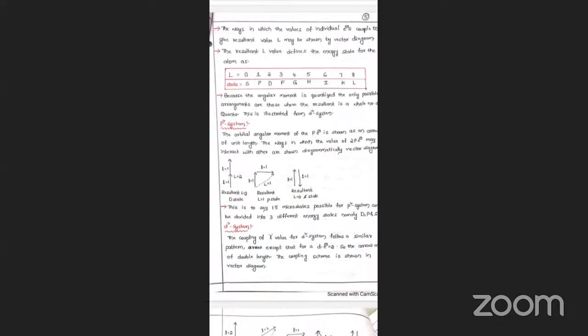This is the orbital angular momentum. Orbital angular momentum gives the L values. Capital L values are nothing but the orbital angular momentum. So when capital L is equal to 0, calculating the total orbital angular momentum gives 0. What is the term used? S term. L is equal to 1, the term is P term. L is equal to 2, the term is D term. L is equal to 3, what here?